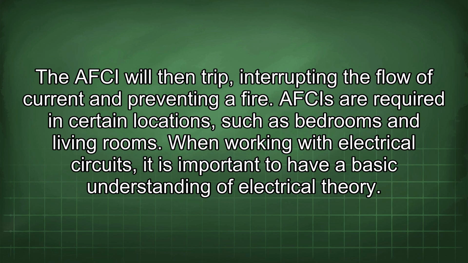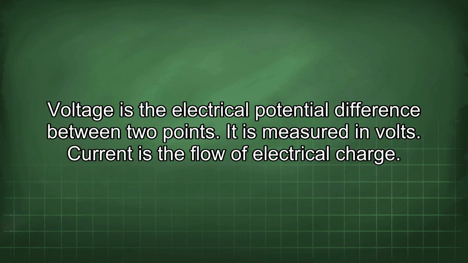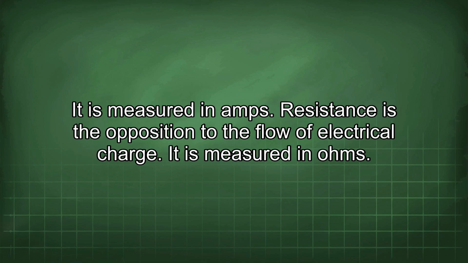When working with electrical circuits, it is important to have a basic understanding of electrical theory. Voltage is the electrical potential difference between 2 points. It is measured in volts. Current is the flow of electrical charge. It is measured in amps. Resistance is the opposition to the flow of electrical charge. It is measured in ohms.